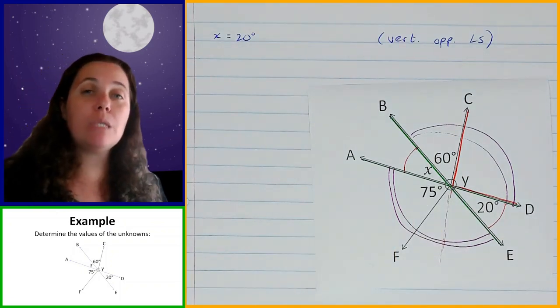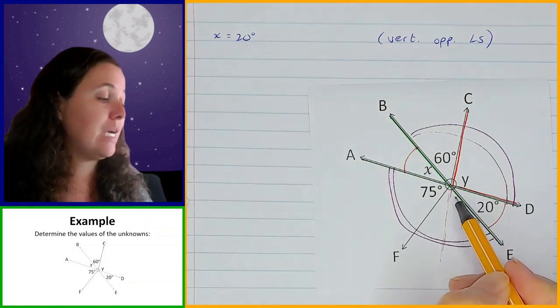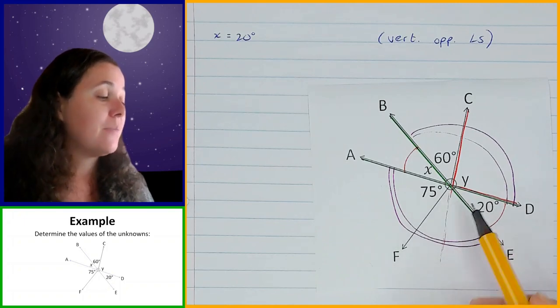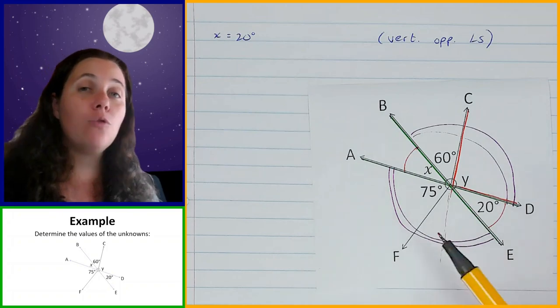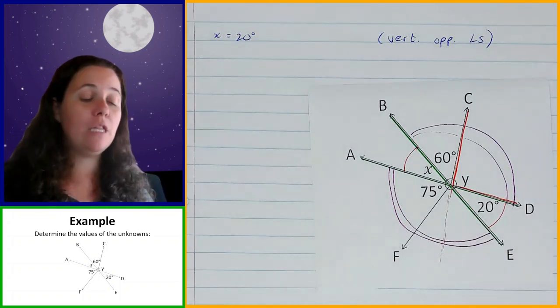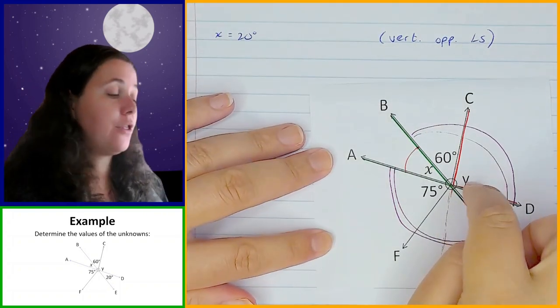So let's think about what else we've learned today. We've learned about angles around a point. That's not going to help me here because I don't know all of the angles. I don't know this angle over here. If I did know this angle, I could use angles around a point. But I have also learned about angles on a straight line. So what I can do is look at the angles that y is with on a straight line.